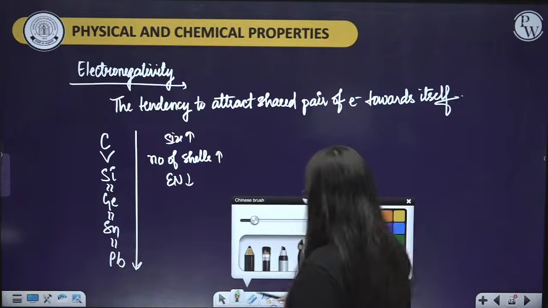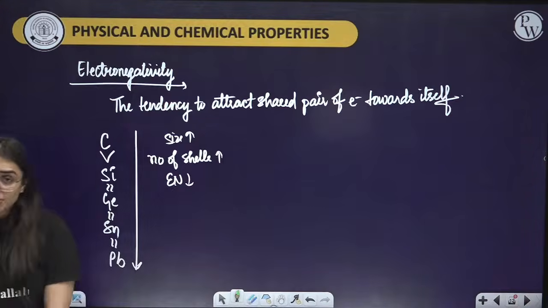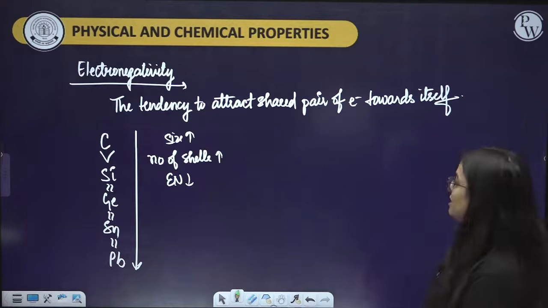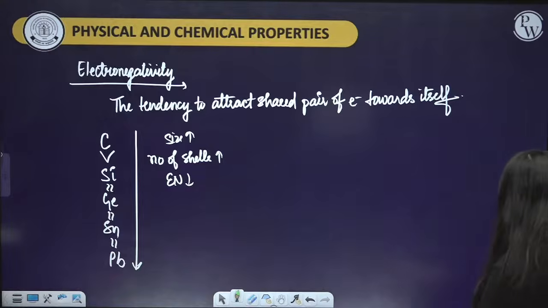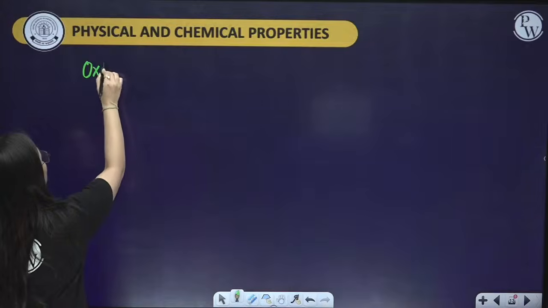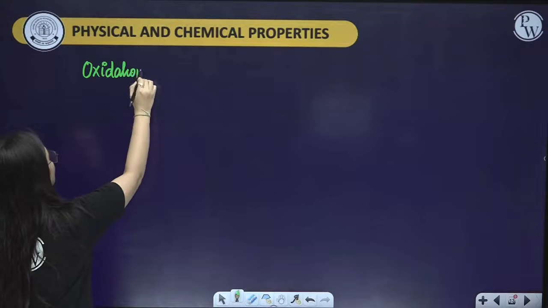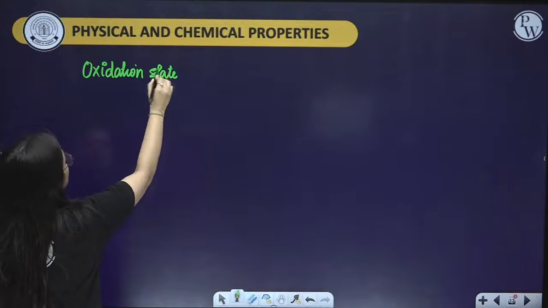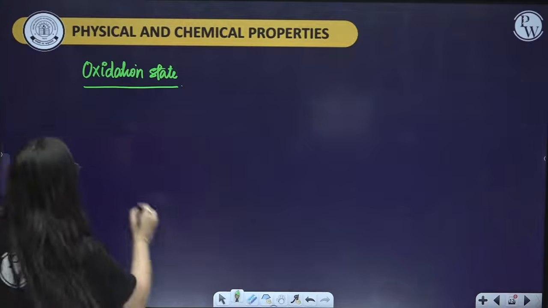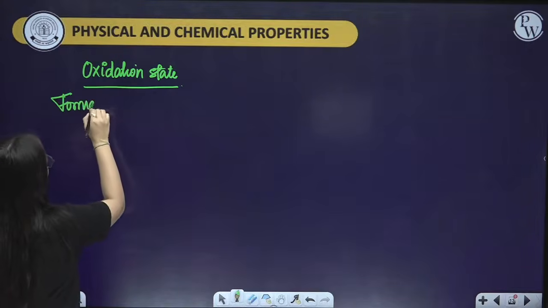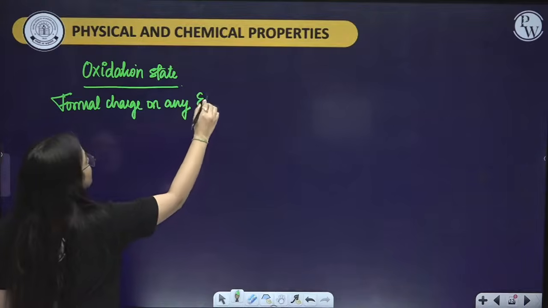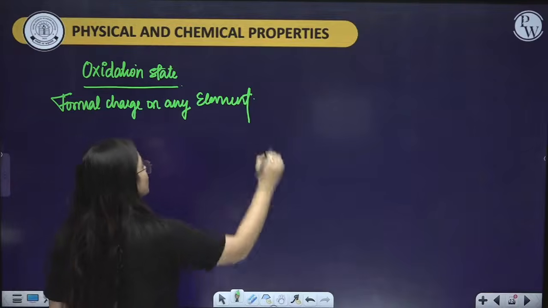Clear with this part? Just write down, students, this is again an exception, yet an important one, and you should remember this part as well. Clear with this one now, everyone? Yes, everybody? Okay. Now let's proceed towards the next one, that is the oxidation state. Students, oxidation state or oxidation number is the same thing. It is basically the formal charge in any element.